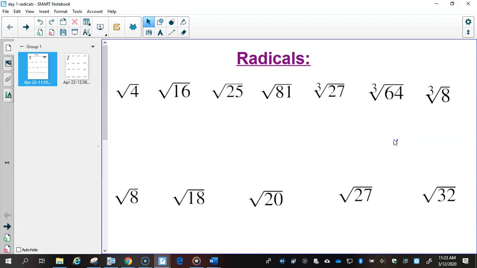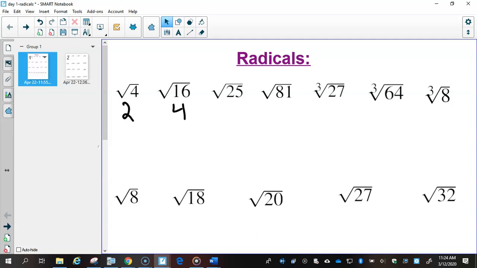Alright, so radicals are like your square roots, your cube roots. It's just a different name for it. So our goal in this unit is, can we simplify radicals? In order to do that, we need to know some of the basics. What is the square root of 4? 2. The square root of 16? 4. So you should be asking yourself, what times itself will give us this answer?